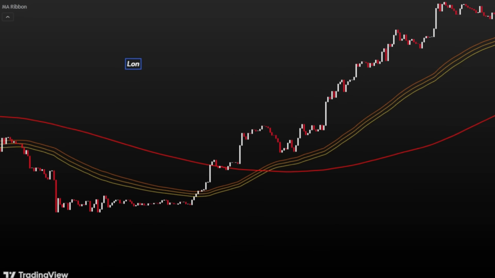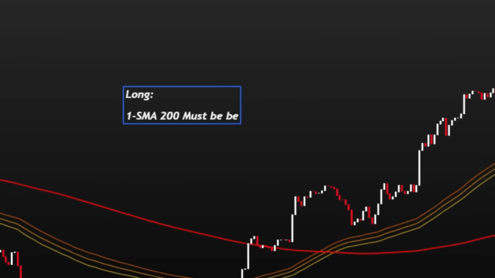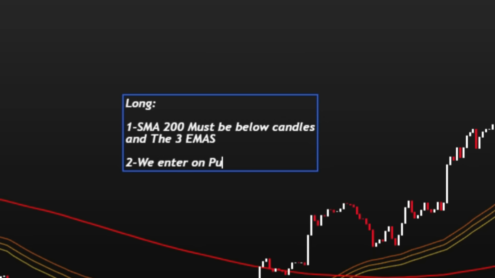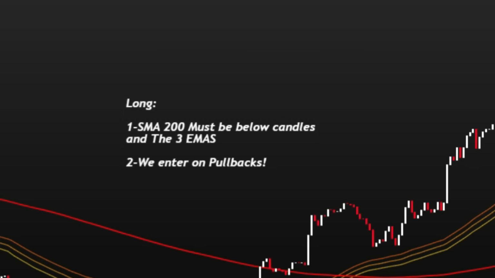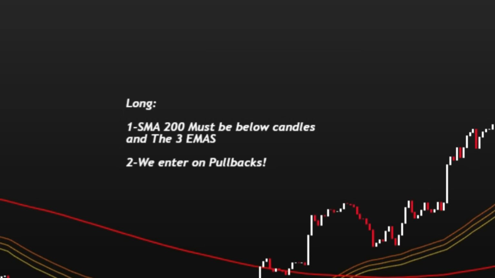In order to take long signals from this indicator, here's what you do. First off, the SMA 200 must be below the candles and also below the 3 EMAs. This simply shows that the long-term trend is bullish since the price is trading above the SMA 200. Second, just like any smart strategy, we want to enter on a pullback to the indicator. This gives us room to tighten our stop loss, which means we can go for higher risk-reward trades while keeping our entries precise.